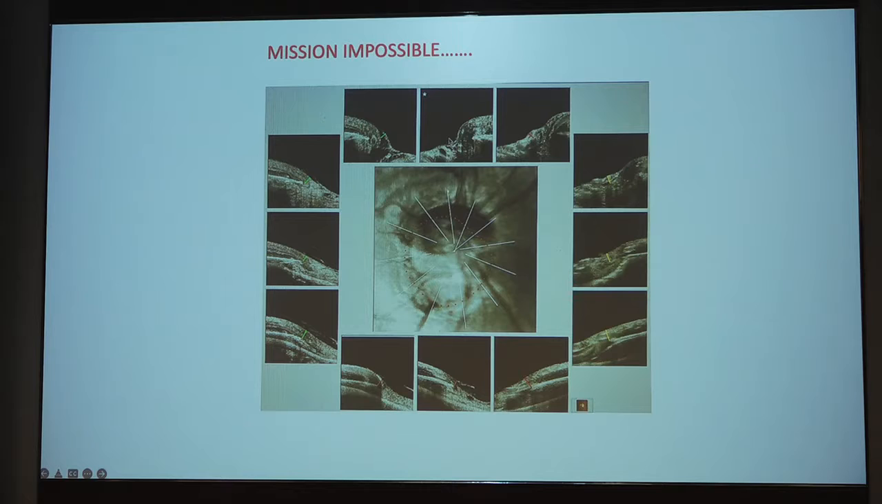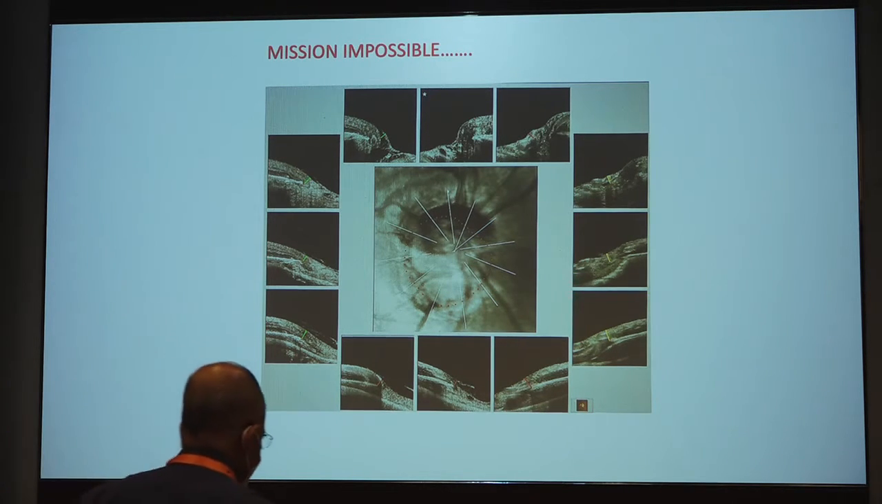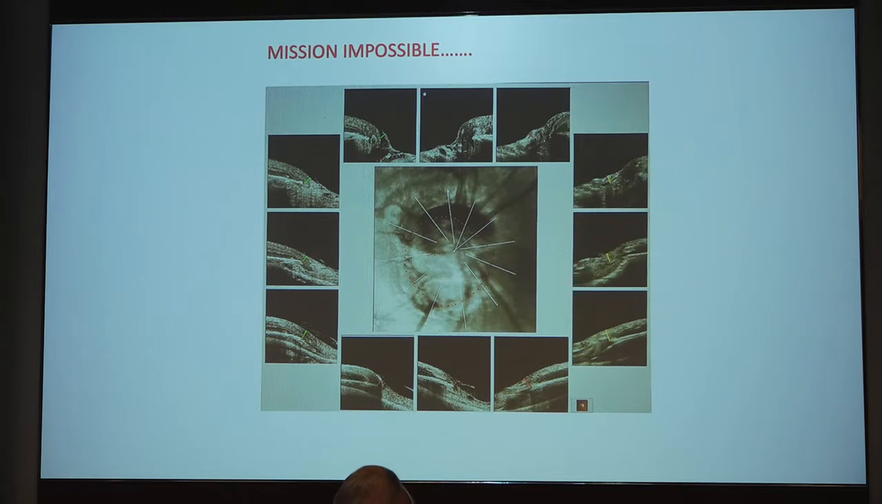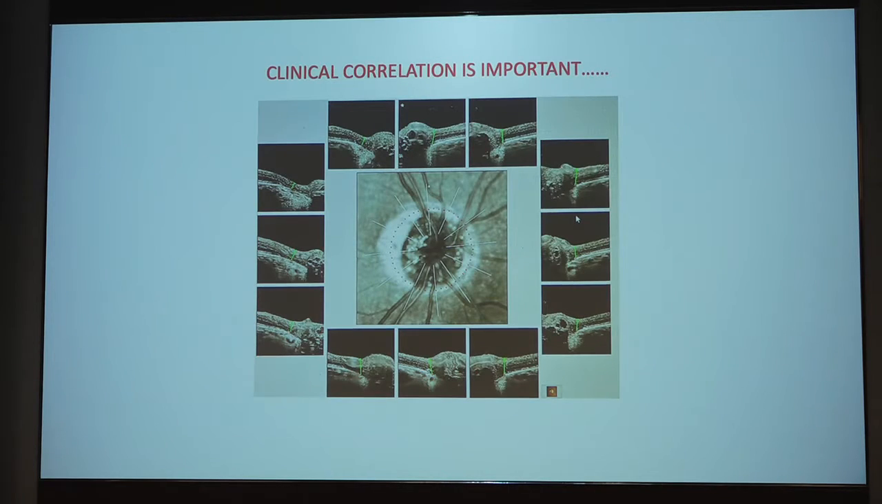So why this is important is that in some kinds of optic nerve heads, irrespective of the number of times you do the examination, it is impossible to get the Bruch's membrane opening, which is a limitation that you should absolutely understand. Clinical correlation is very important, and this is another example of such a case.